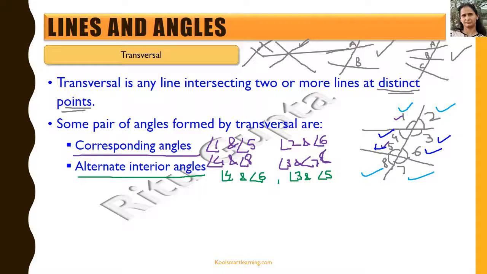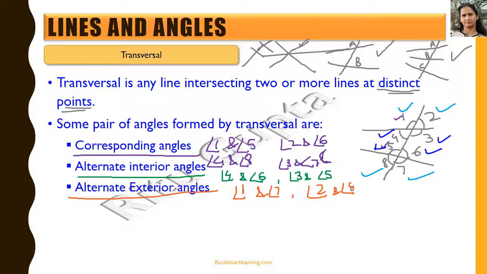These are on different sides of the transversal. 4 and 6 are on different sides of the transversal, so they are alternate interior angles, and the same is true for angle 3 and angle 5. Then we talk about alternate exterior angles. Now we are talking about exterior angles, and since we are saying alternate, they have to be on opposite sides of the transversal. So angle 1 and angle 7 are one pair of alternate exterior angles, and angle 2 and angle 8 are the other pair.